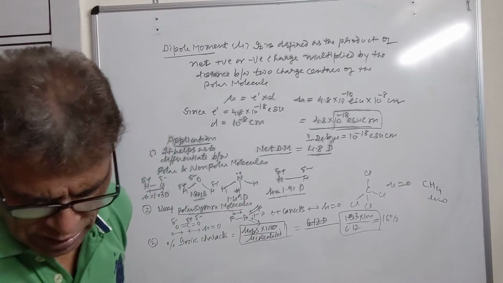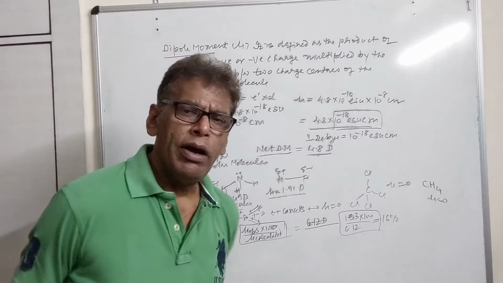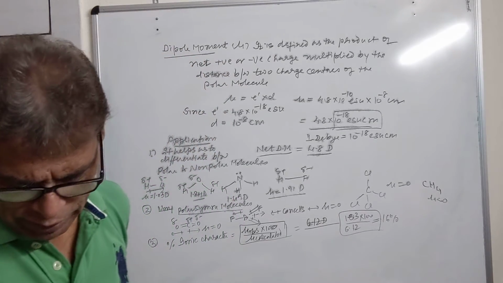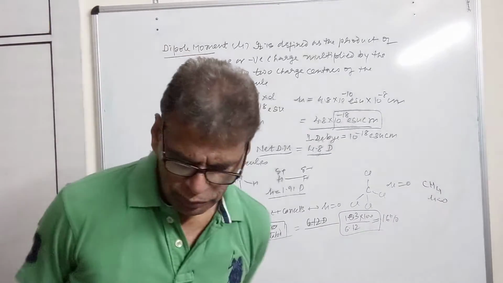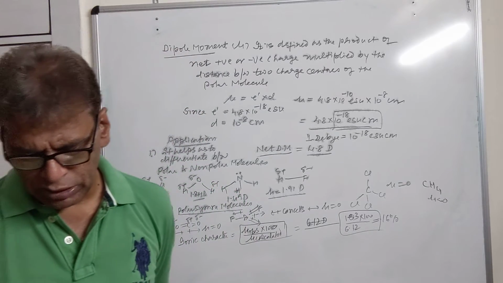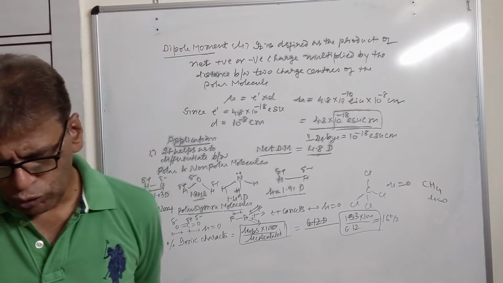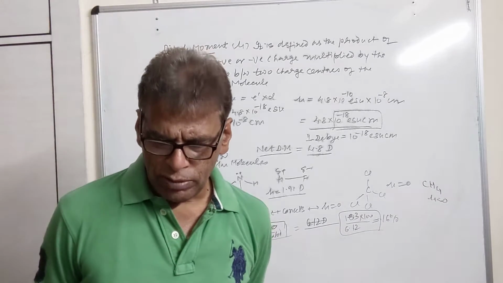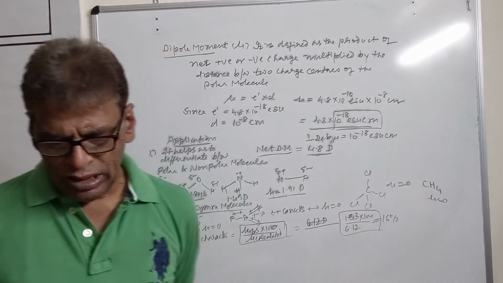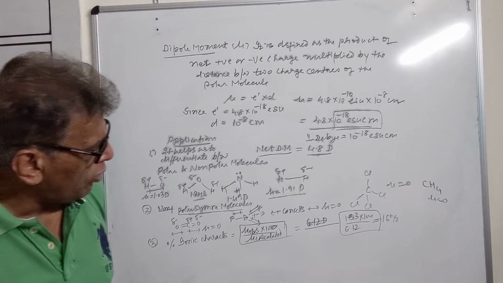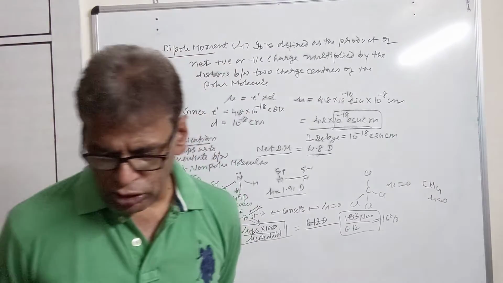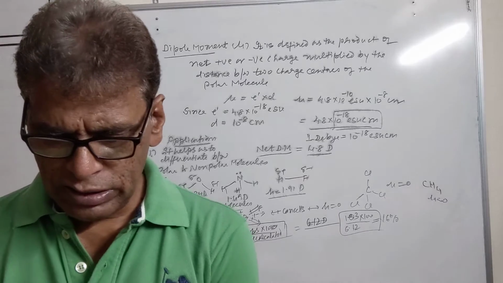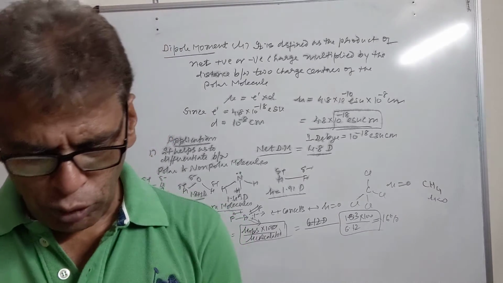For 100% ionic character, the dipole moment must have the value of 4.8 multiplied by 10 raised to power minus 10 multiplied by 10 raised to power minus 8 centimeter. So in this case, the percentage ionic character of HCl comes out to be around 16%. So this is all about the dipole moment.